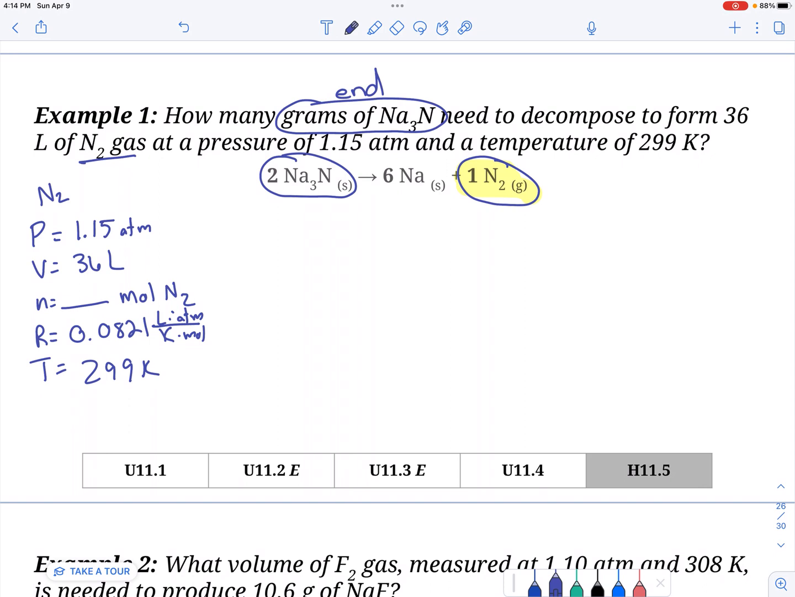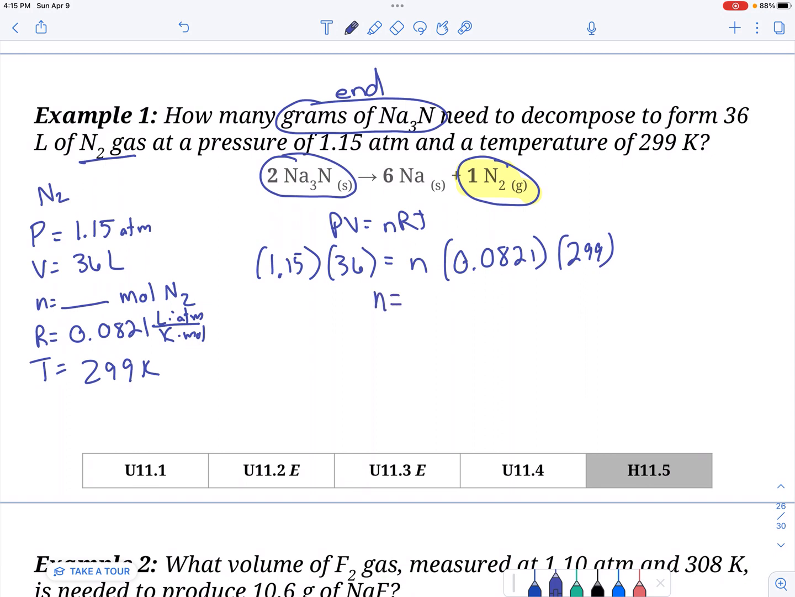So that's how you start these: you start listing your variables, and then you need to recognize, okay, do I have enough information to use the ideal gas law or not? In this case, we do. So I've got the ideal gas law. Excuse me. PV equals nRT. Oops, that should be 1.15. And then a volume of 36 liters. I don't know n, I know R, and I know T. So I solve this for n. n is going to be 1.7 moles.